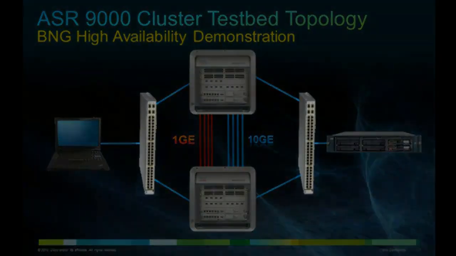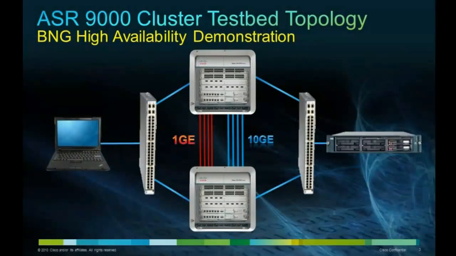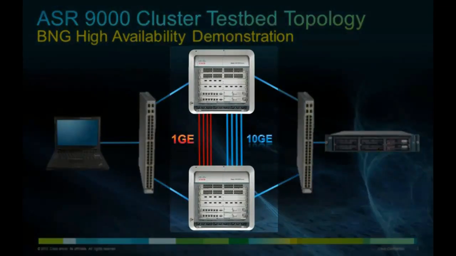Next we have the Catalyst switch. The Catalyst switch is just there to provide LAG functionality between the ASR 9000 and my laptop. Next we have the ASR 9000 itself. Now we have two ASR 9000s that are set up in a cluster. Essentially, these two routers will act as a single router. One router is designated as Rack 0 while the other is designated as Rack 1.